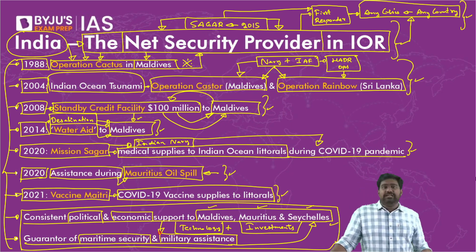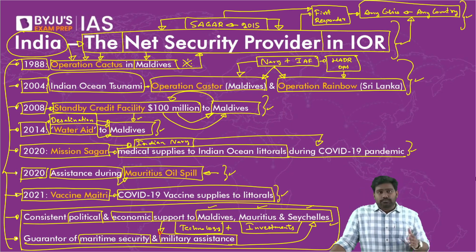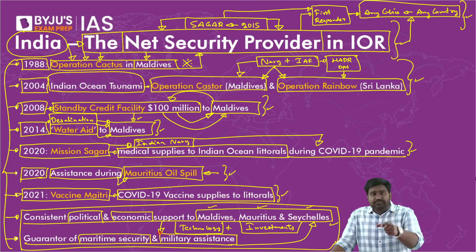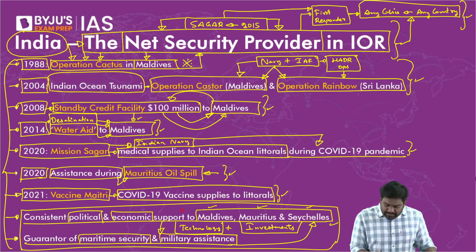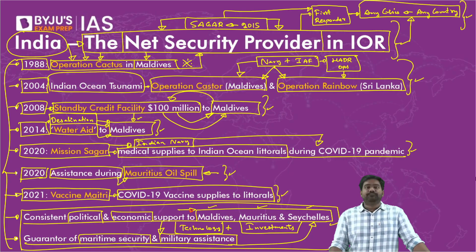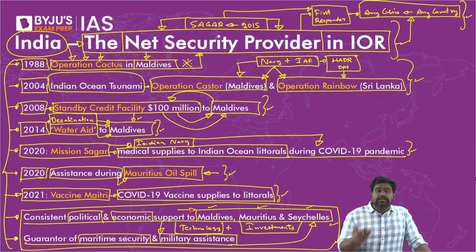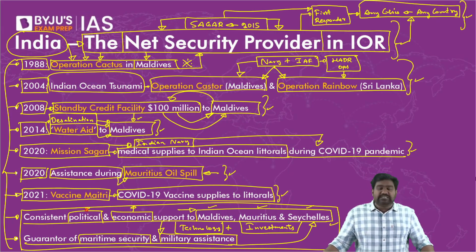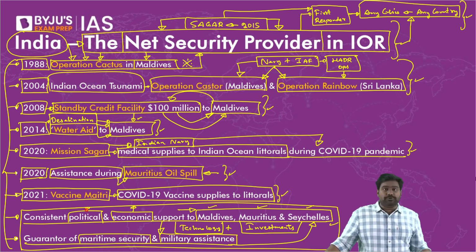They have very large EEZs and they're not able to carry out patrolling, surveillance, and protect their security interests. So the Indian Navy and Indian Air Force are constantly deployed in Maldives, Mauritius, Seychelles, and a few other countries to guarantee the defense of these countries, and we help them in tackling all security challenges. Whenever they have faced political instability or economic instability, India has been there to help them out. And this is how India has become a net security provider of the Indian Ocean.